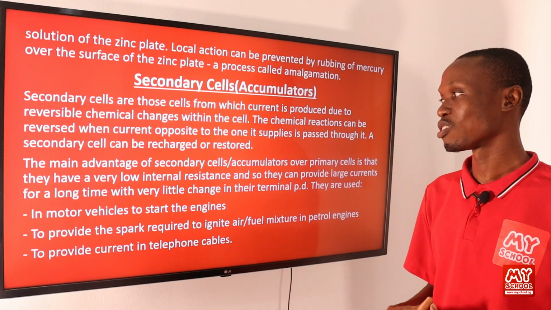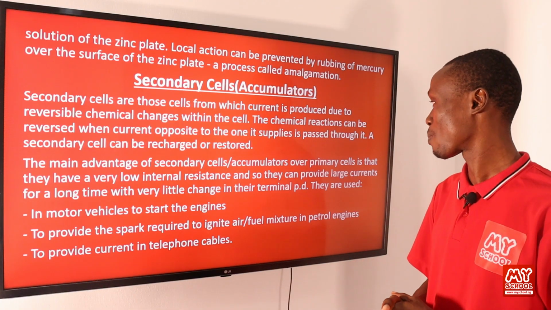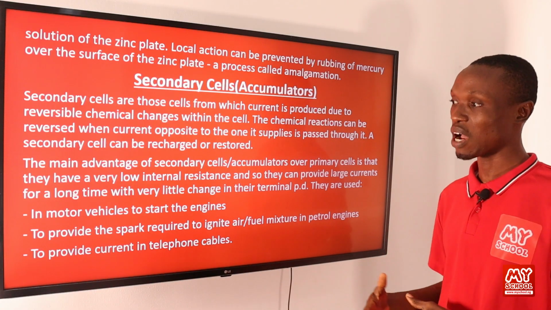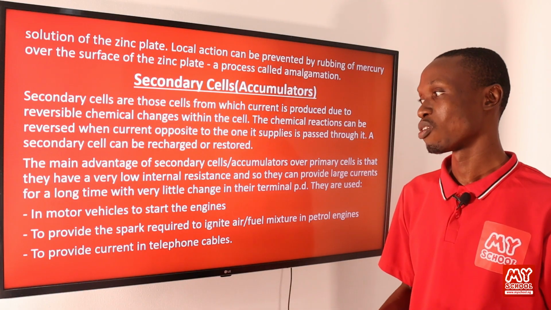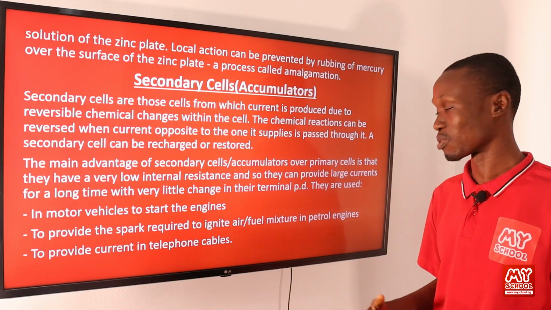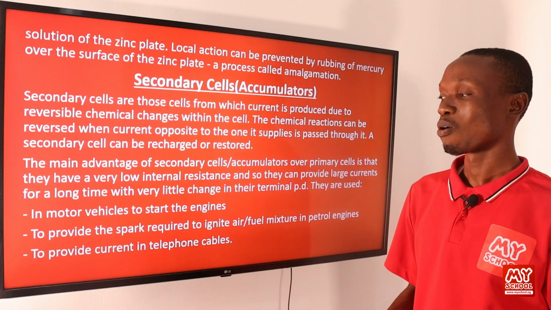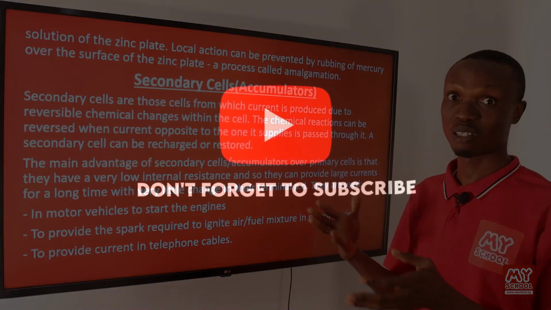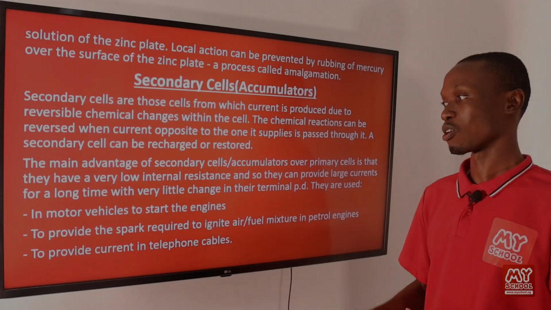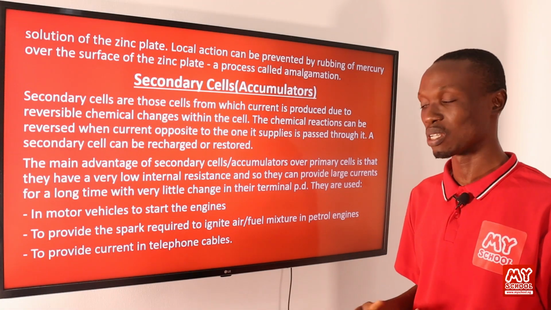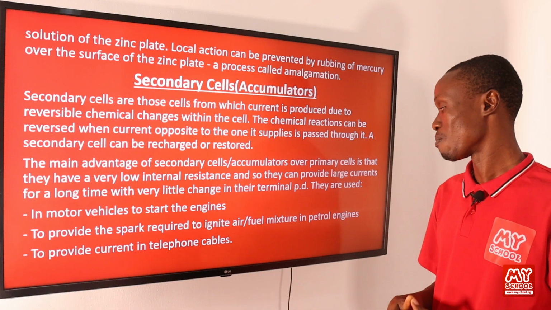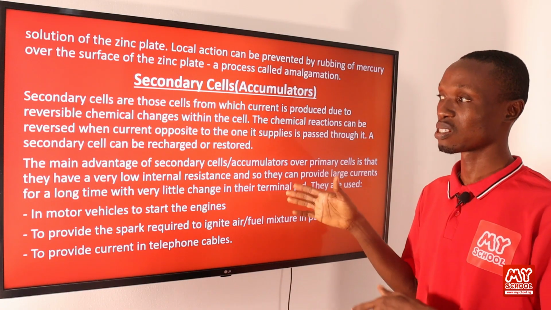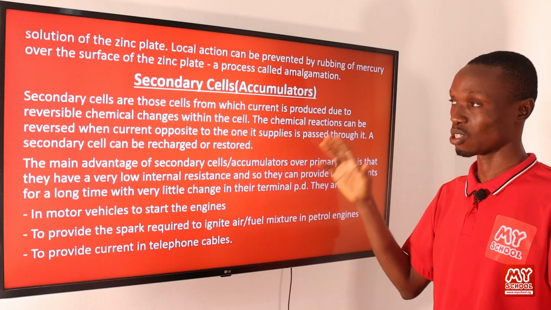So the main advantage of secondary cells or accumulators over primary cells is that they have a very low internal resistance, and so they can provide large current for a long time with very little change in their terminal potential difference. They are used in motor vehicles to start the engines. So they are actually the batteries found in motor vehicles. They are used to provide the spark required to ignite the air-fuel mixture in petrol engines, and they are also used to provide current in telephone cables. So these are some of the uses of the secondary cells.